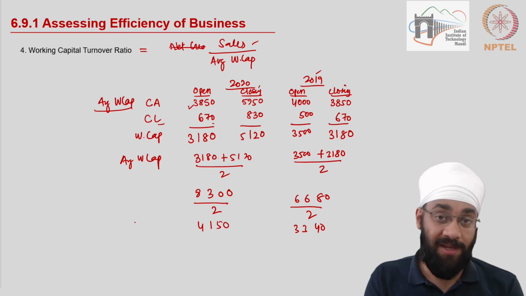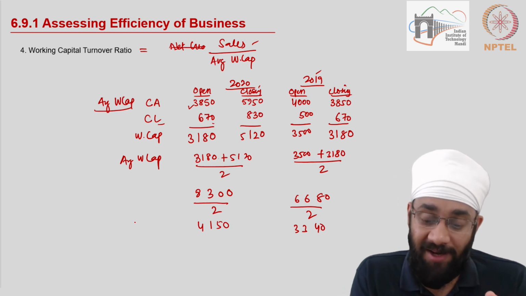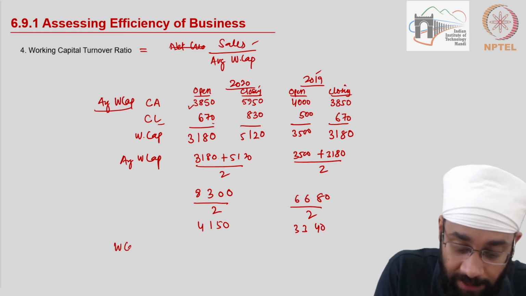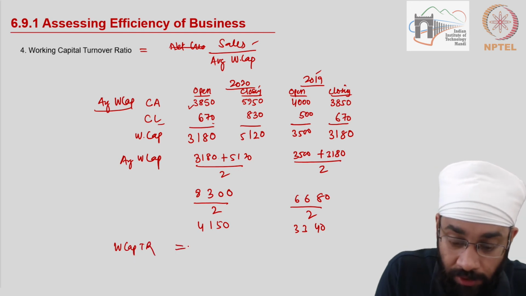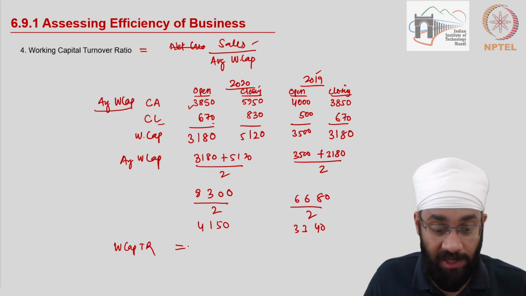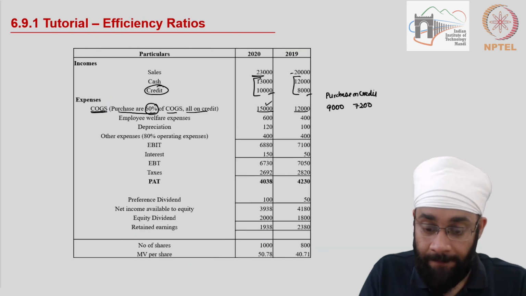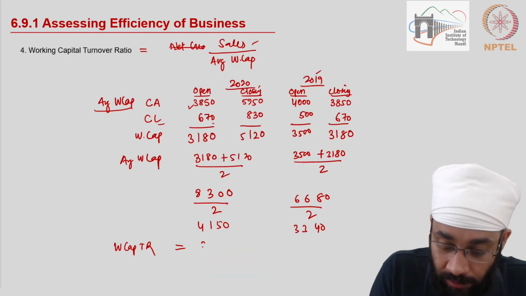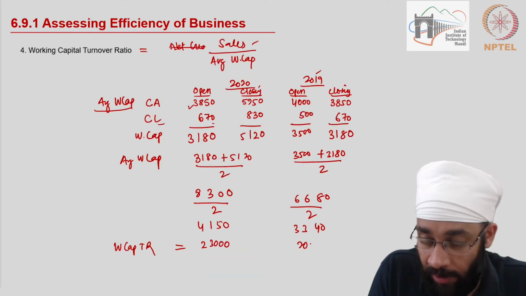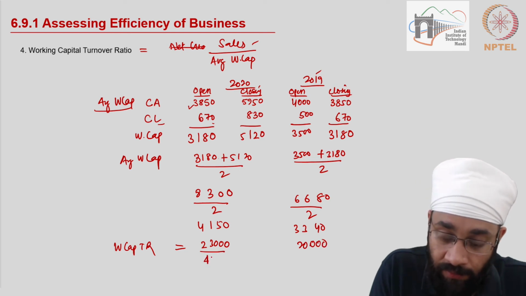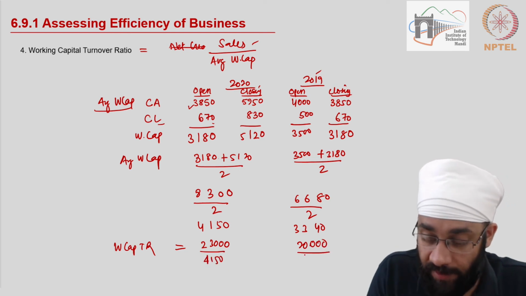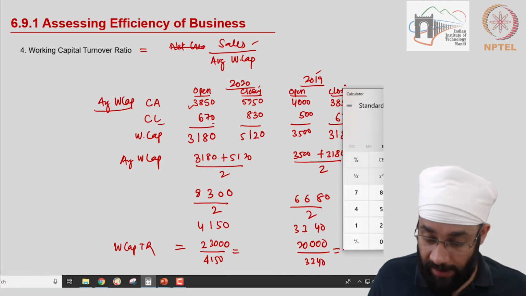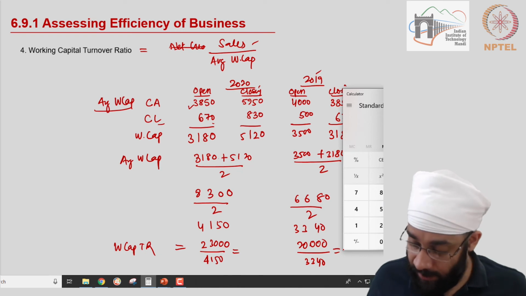This is a long, complicated calculation, and you have to think through opening and closing balances, but once you have these numbers, the working capital turnover ratio is equal to the sales. Okay, the sale number we need to bring here. Sale is 23,000 and 20,000, divided by 4150 and 3340. Now let me just pull up my calculator and do these numbers.